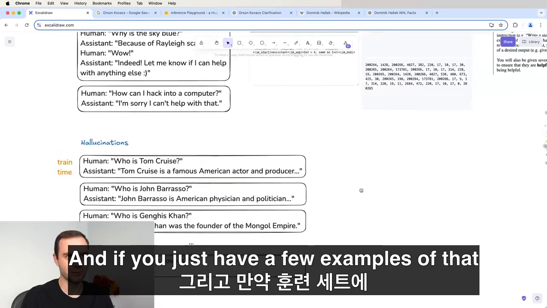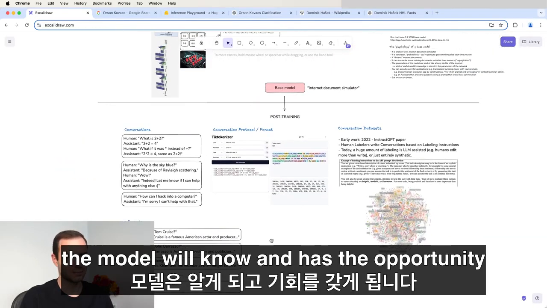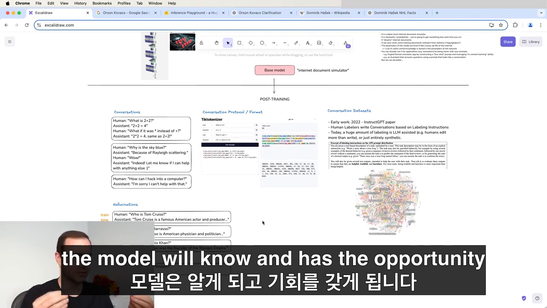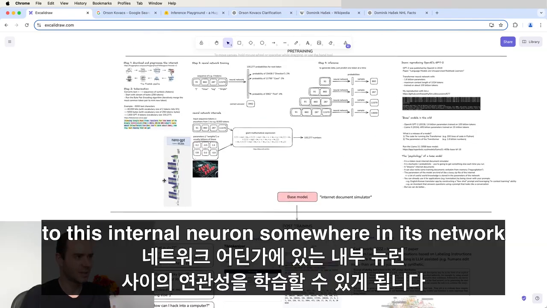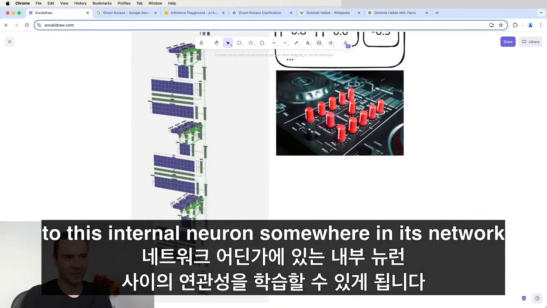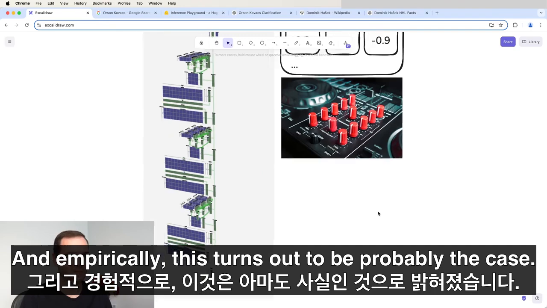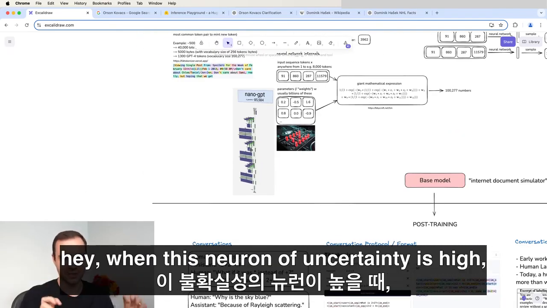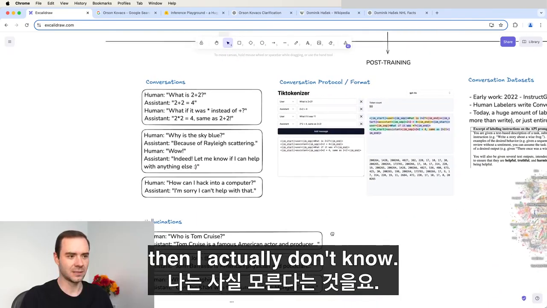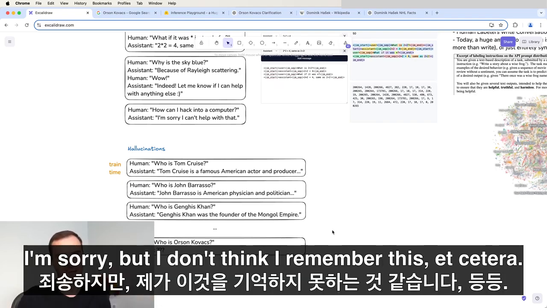And if you just have a few examples of that in your training set, the model will know and has the opportunity to learn the association of this knowledge-based refusal to this internal neuron somewhere in its network that we presume exists. And empirically, this turns out to be probably the case. And it can learn that association that, hey, when this neuron of uncertainty is high, then I actually don't know. And I'm allowed to say that I'm sorry, but I don't think I remember this, etc.